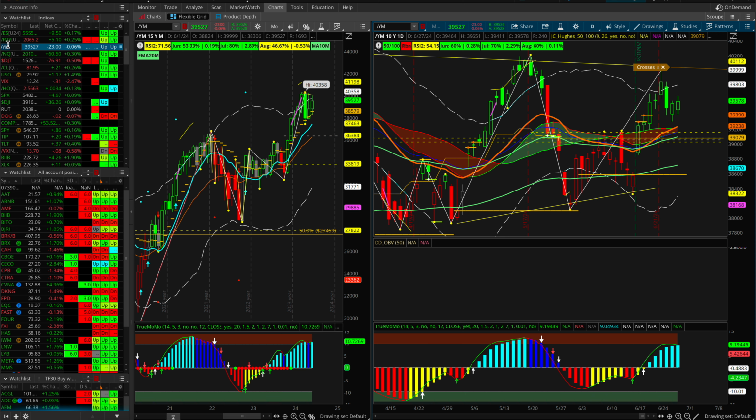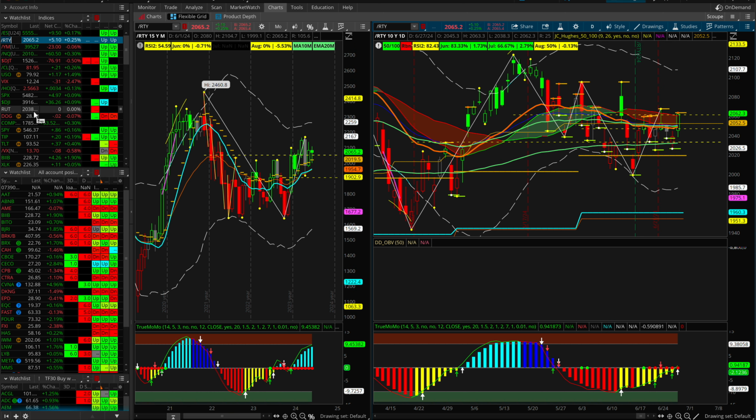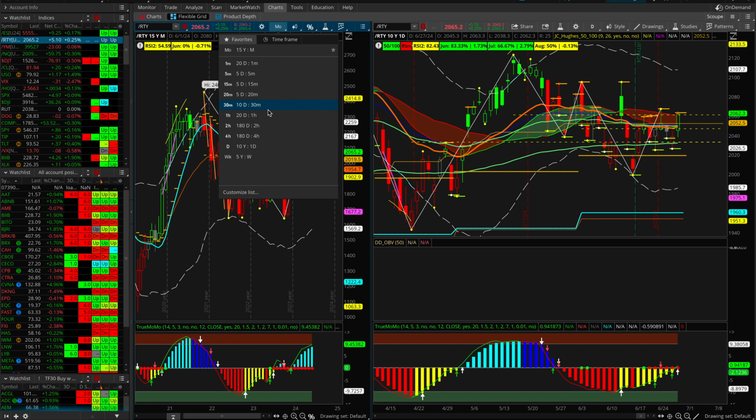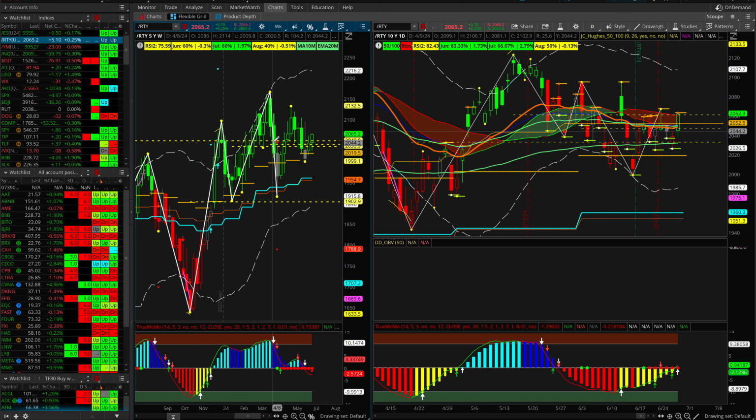The Russell is poised maybe for a continuation of this sideways. It's been sideways for a few months, and we could see it go to the upside. We got a squeeze down here on the monthly chart. We got a squeeze on the daily even. I'm guessing that means we have a squeeze probably formed on the weekly. Yep.